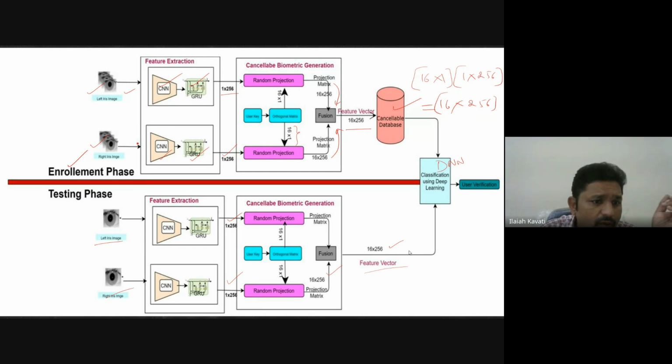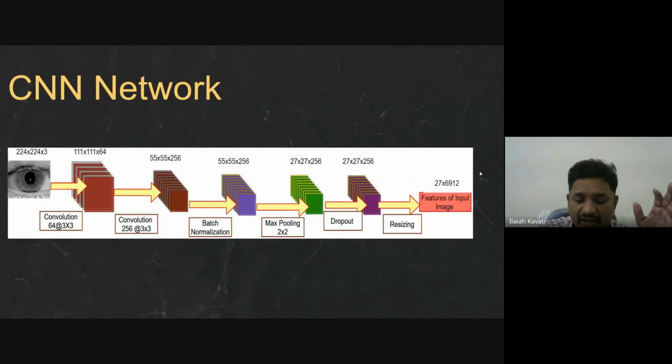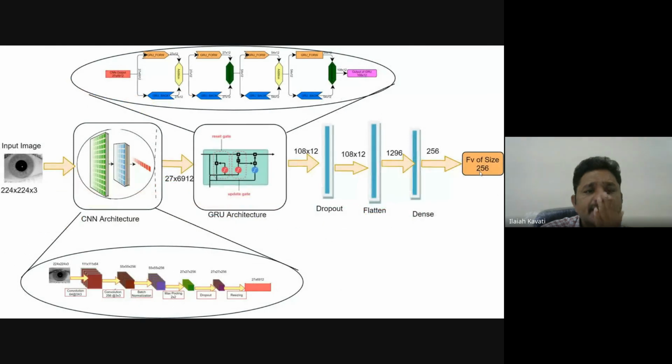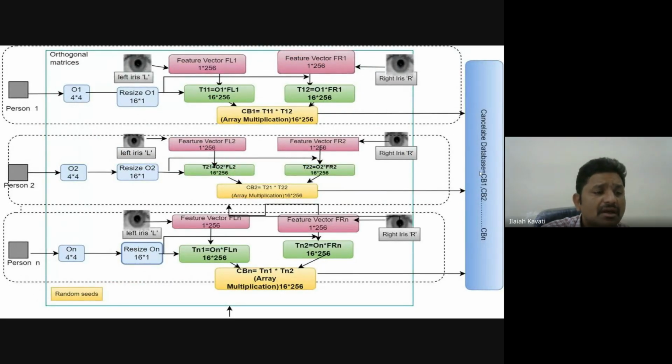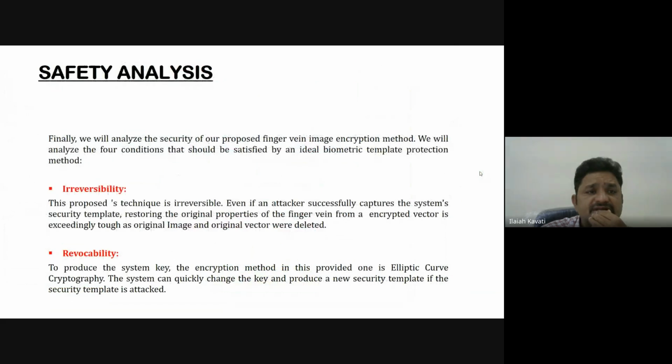So, in the case of one-to-one, we'll say who that user is, and the sample will be verified with a comparison, and then it will verify. Otherwise, in the case of identification, it simply gives who that exact user is. So this is a model. Anyway, these results have not been published. This is a CNN network and this is a GRE architecture, and this is a random key generation process, and this is a security analysis.